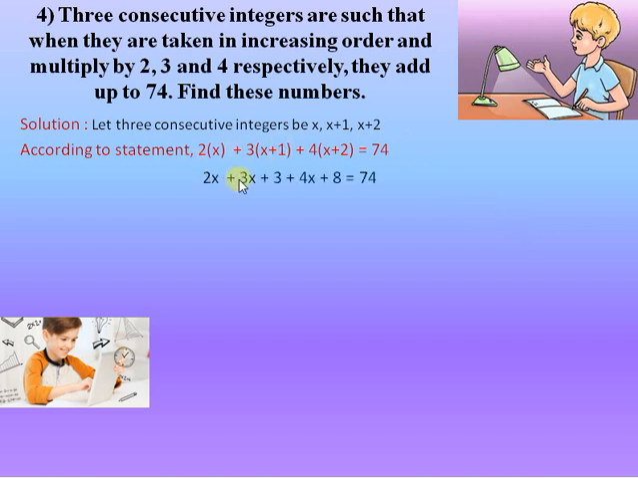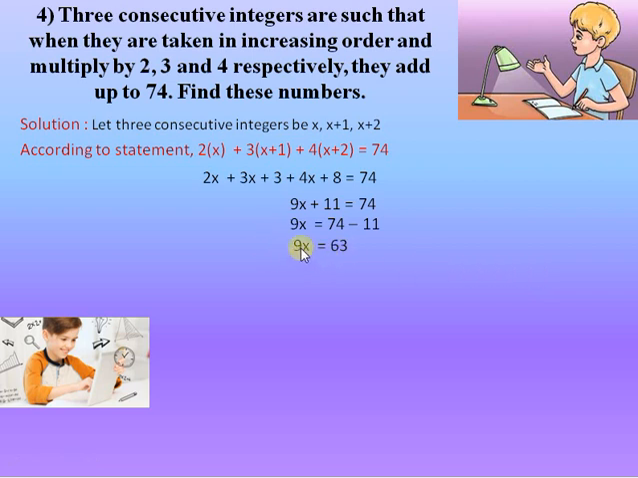By multiplying, 2x plus 3 into x is 3x, plus 3 into 1 is 3, plus 4 into x is 4x, plus 4 twos are 8, is equal to 74. Now add the like terms here. 2x plus 3x plus 4x gives 9x. Again here 8 plus 3 gives 11 is equal to 74. Take this 11 to the right hand side, so 9x is equal to 74 minus 11. 74 minus 11 is 63. 9x is equal to 63.